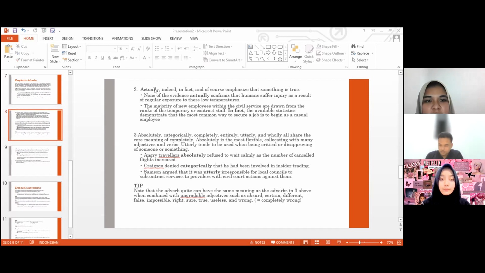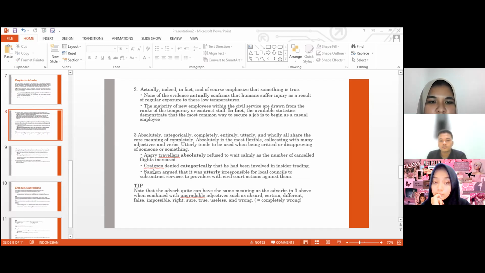And number three is absolutely, categorically, completely, entirely, utterly, and wholly. All share the core meaning of completely. Absolutely is the most flexible, collocating with many adjectives and verbs. Utterly tends to be used when being critical or disapproving of someone or something. The example is first, angry travelers absolutely refuse to wait calmly as the number of cancelled flights increases.